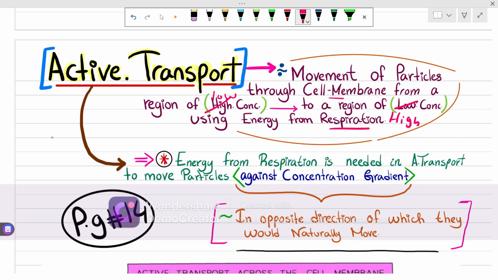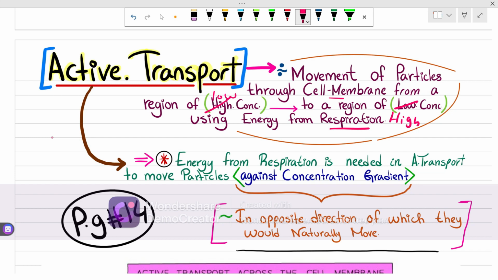Energy from respiration is needed in active transport to move particles against the concentration gradient, in the opposite direction of which they would naturally move, like in diffusion. So in diffusion, the particles move from a high to low water potential in osmosis, diffusion, concentration gradient, through a partially permeable membrane without using energy. They use Brownian motion. In active transport, it's a movement of particles through the cell membrane from low to high concentration gradient, moving in the opposite direction in the concentration gradient, using energy from respiration.